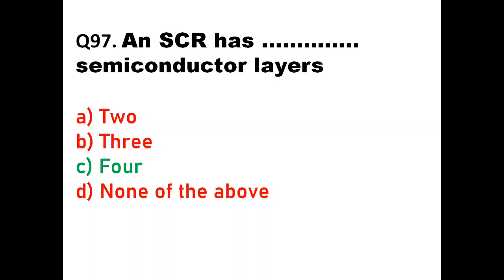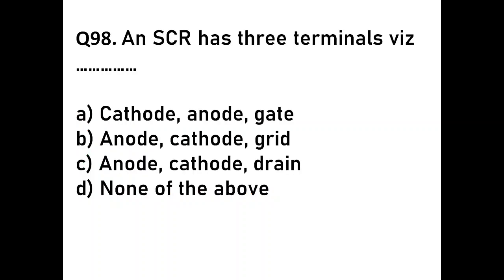Then we'll go to the next question, question number 98. An SCR has 3 terminals which are named as what? The SCR has 2 main terminals, anode and cathode. If you give positive and negative voltage, the SCR will be in a position to turn on. But only if you give a positive gate pulse will the SCR go into conduction. So in that operation we see that anode, cathode and gate are the 3 terminals of an SCR.